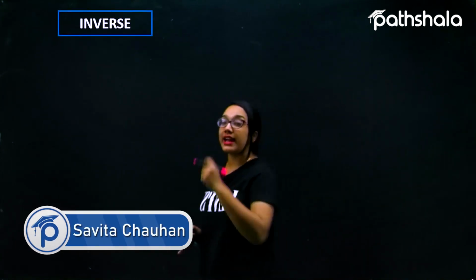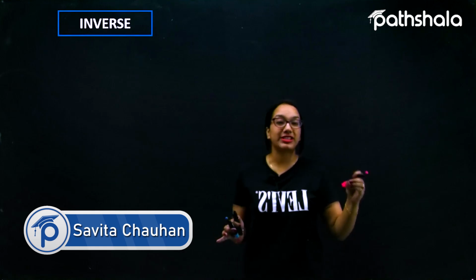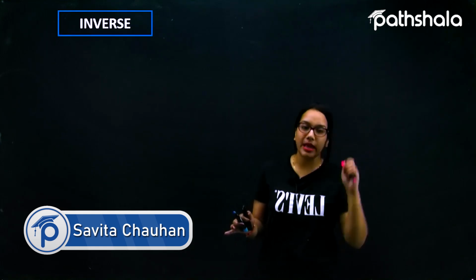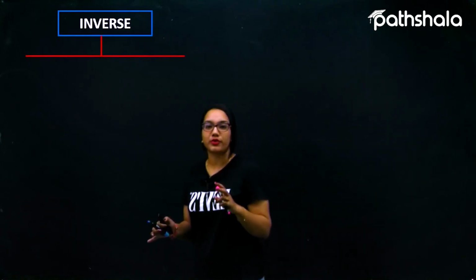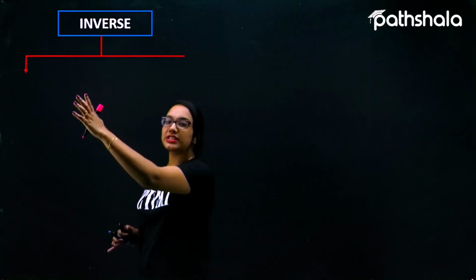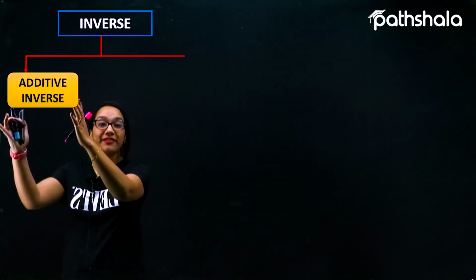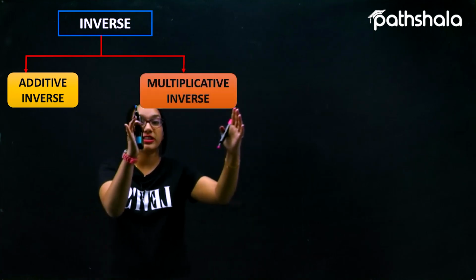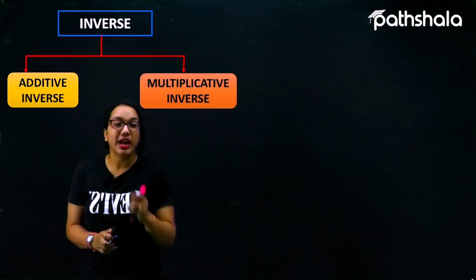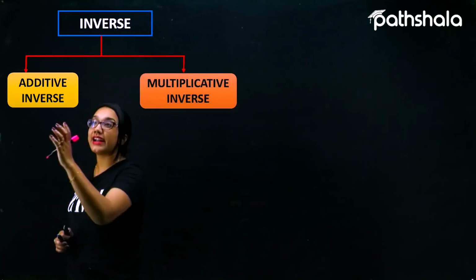Let us move on further towards the concept of inverse. Like we did for the identity, where we discussed the two kinds of identity, the same way we will discuss the two kinds of inverse. First, the additive inverse, and the second kind, which is called the multiplicative inverse. So let's discuss the additive inverse first.